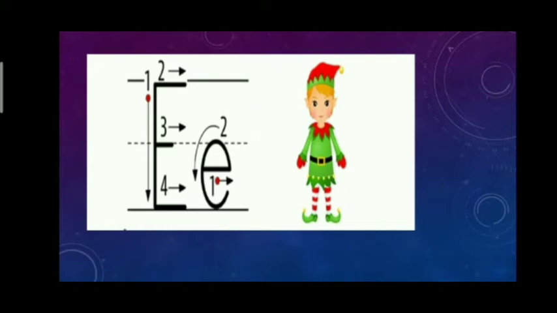Red dot, make a standing line looking at the arrow. Number 2, a small line. Number 3, a small line. Number 4, a small line. Look at the arrows carefully to make the proper formation. Now small e, starting with the red dot, a sleeping line, then a huge curve. Look at the arrow of number 2.